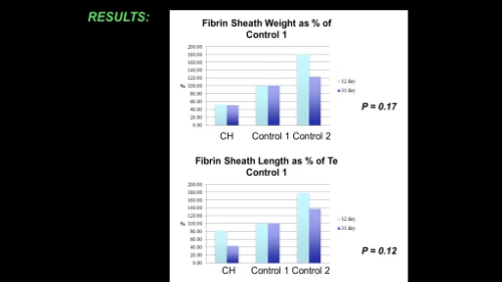For fibrin sheath length, again, the trend was for a reduction of the length of the fibrin sheath in the chlorhexidine catheter and an increase in the predicate device. While these were not statistically significant, we did see a trend at reduction.